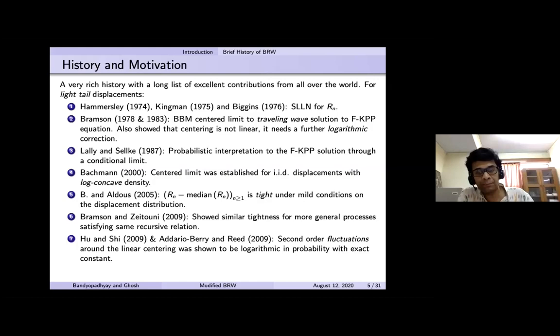What they proved is that if you look at Rn and do a linear centering, then the second order fluctuations, in terms of probability limit and not exact weak limit, okay? So the second order fluctuations in probability are of the order of logarithm of n, where n is the generation. And finally, in 2013, as many of us know, Aïdékon actually proved a great result.